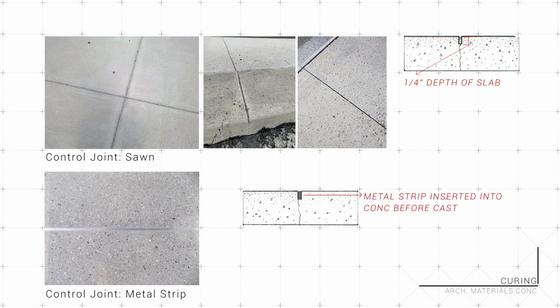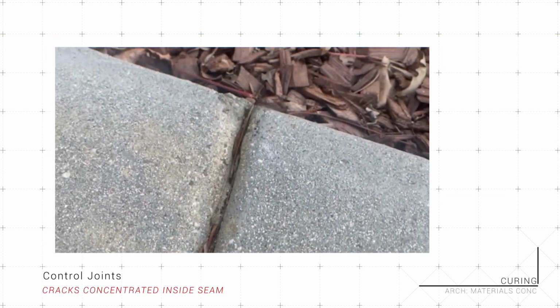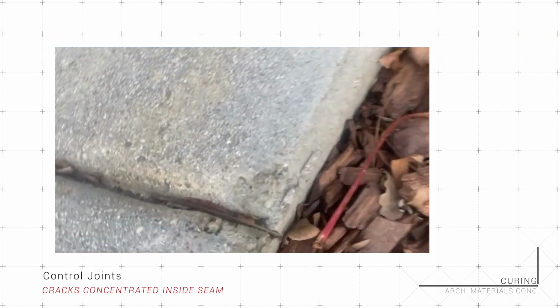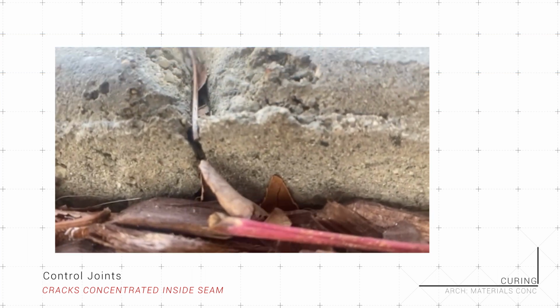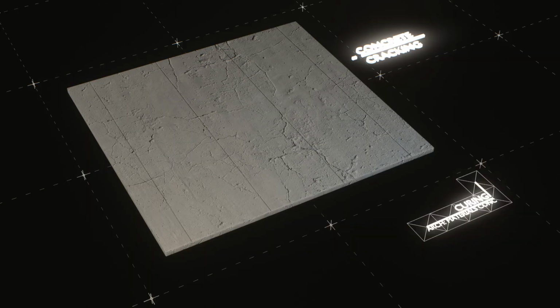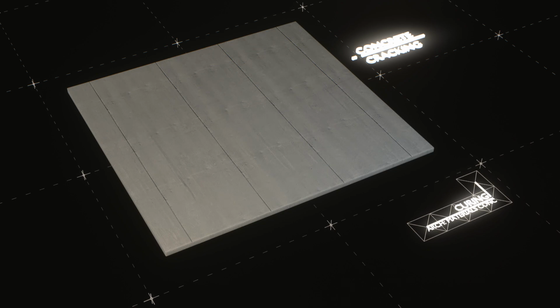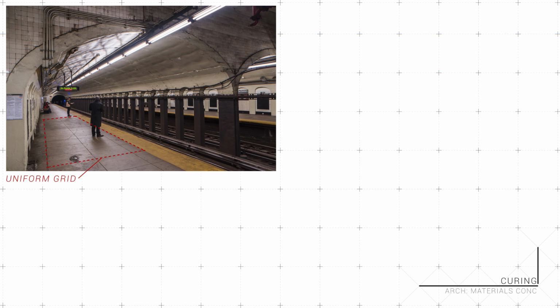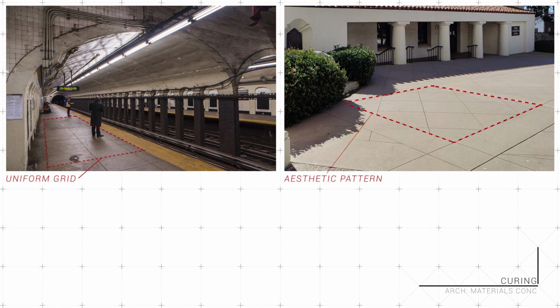So when shrinking happens during the curing, the control joints will interrupt the consistent geometry of the slab and concentrate cracks into themselves. The concrete still cracks, but the cracks are out of sight and out of mind. Control joints control cracking through either a consistently laid out grid or a custom design set into a larger aesthetic, which gives a functional reason to patterns cut into concrete slabs.